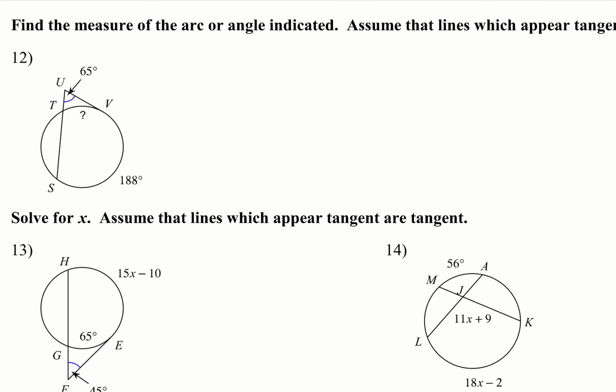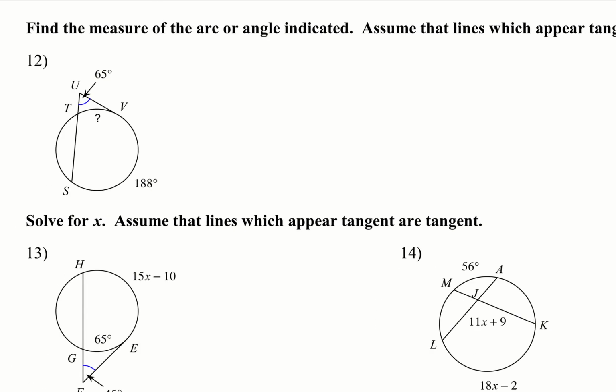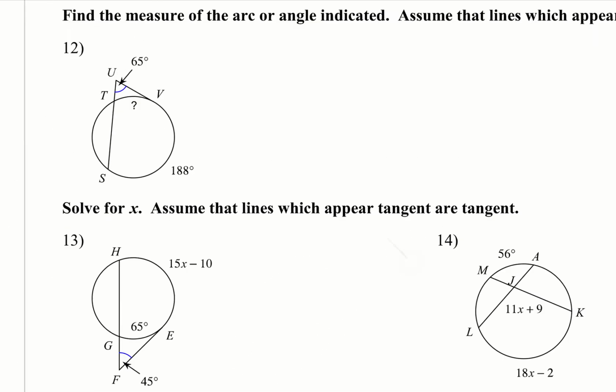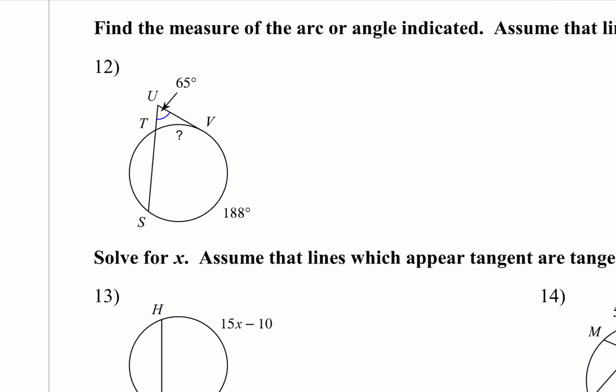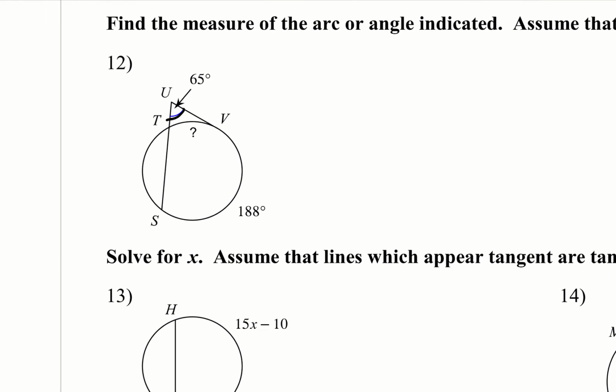All right, so number 12, find the measure of the arc or angle indicated. Assume that lines which appear tangent are tangent. We have a tangent line here and a secant line here. In order to do this, if you have an angle on the outside, you take the difference of the intercepted arcs, like we said earlier. You have two intercepted arcs, one here and one here, intercepted between those two. So you want to take the difference between those. We know this is 188, so we can figure out this one if we call this x here.